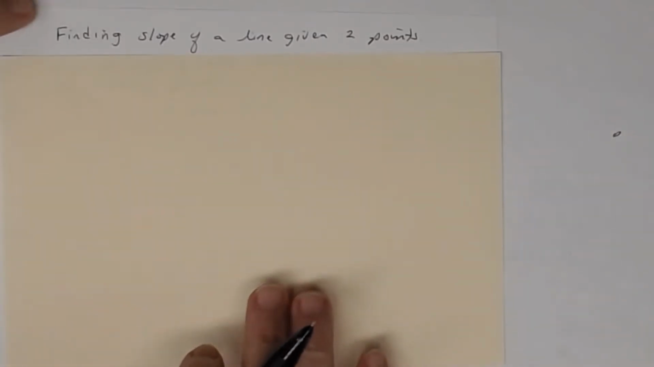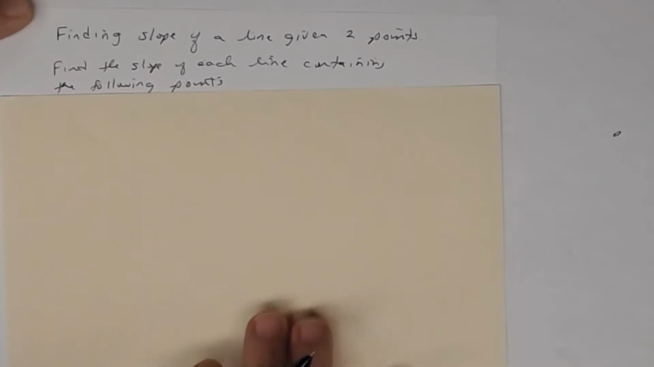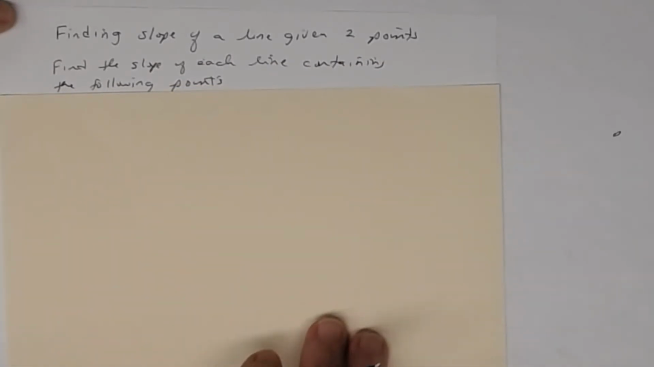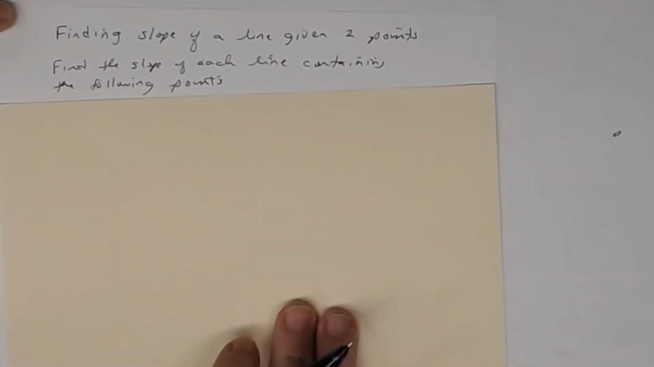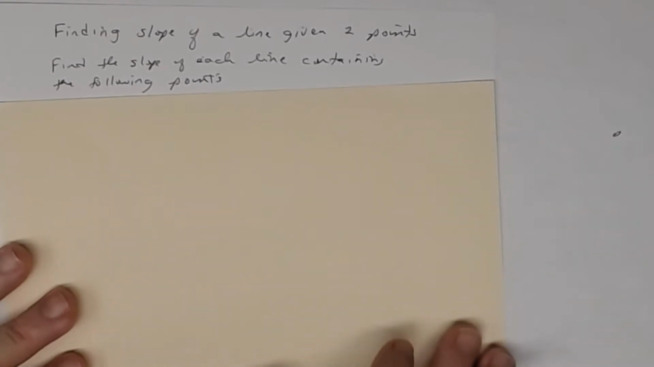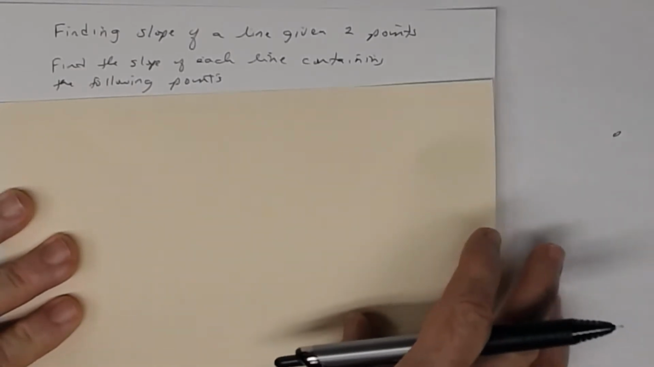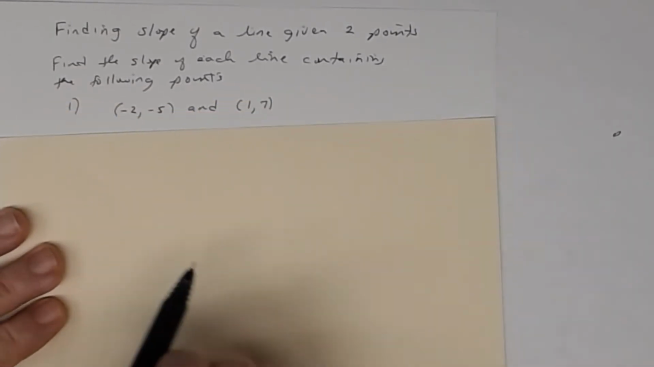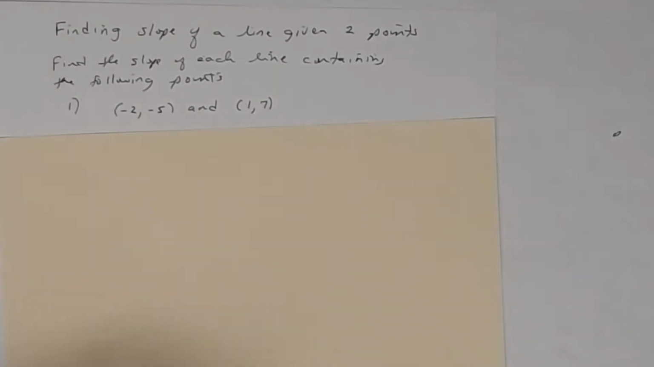In this lesson, you're going to learn how to find the slope of a line given 2 points on that line. And so the directions will kind of look like this. It'll say, find the slope of each line containing the following points. So let's look at that first example. In the first example, we have these 2 points on this line.